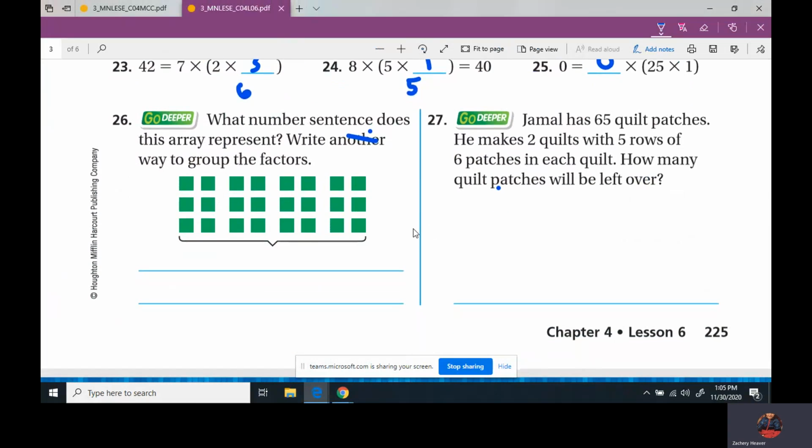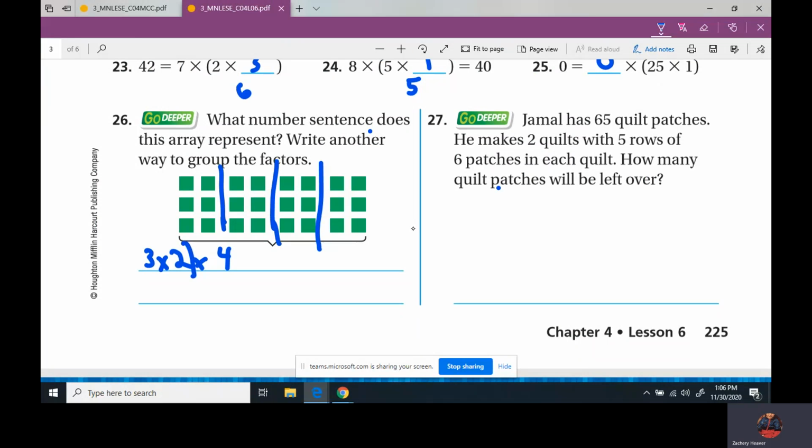What number sentence does this array represent? So we have 3 rows with 2 in it, and 1, 2, 3, 4, 4 groups. You see how they're kind of spaced out? There's a space here, here, and here. So we have 3 rows with 2 in it and 4 groups. So now we're going to solve it.